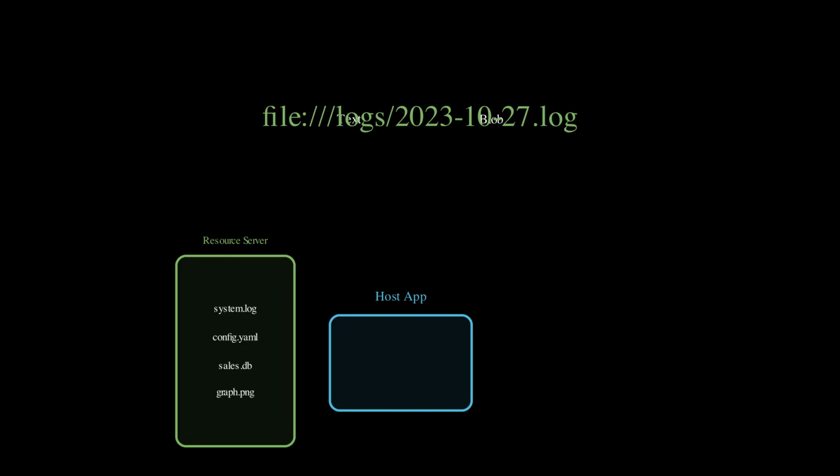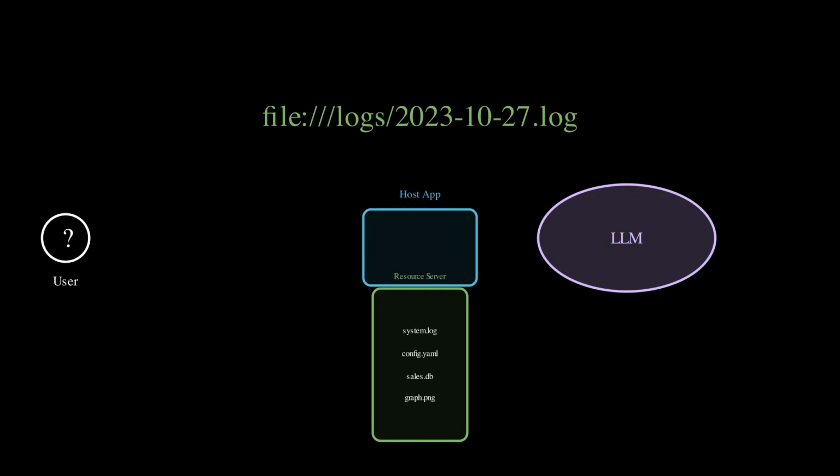Step 2 is reading. We call read_resource with a specific URI. The server responds with either clear text, for code or logs, or binary blobs, for images or PDFs. Step 3, the integration flow, RAG. This is where the magic happens.